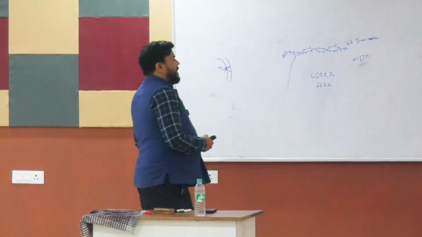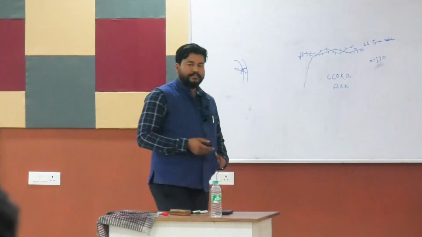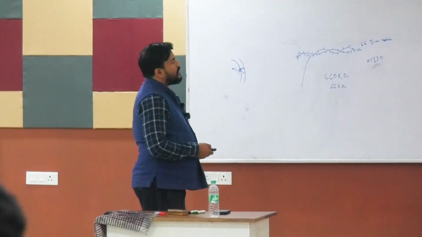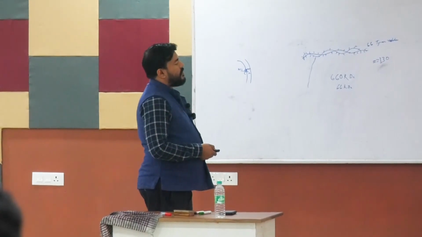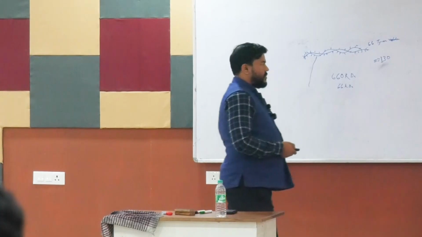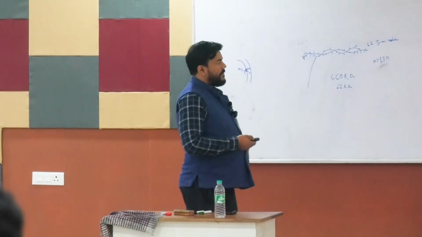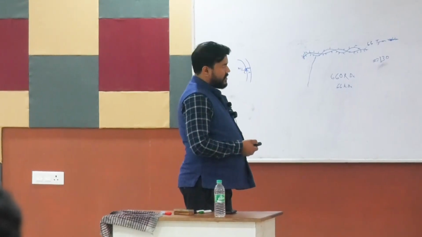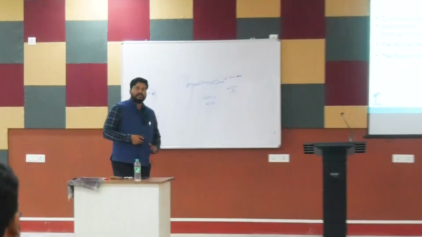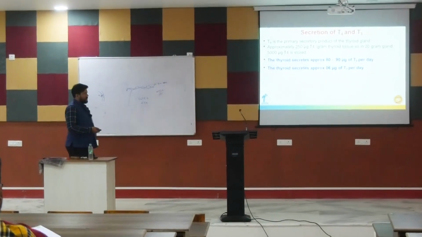So the thyroid secretes approximately 80 to 90 microgram of T4 per day and only 6 microgram of T3 per day. So a huge amount of T4 is secreted in comparison to T3, because T3 is the active molecule. If it secretes more, then there will be more features of hyperthyroidism.